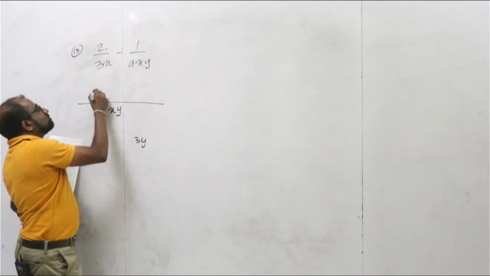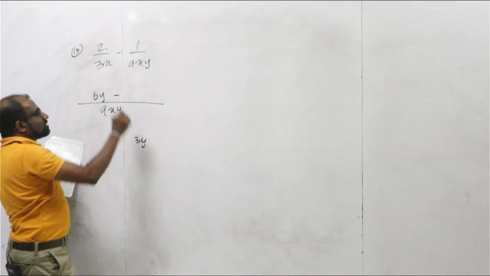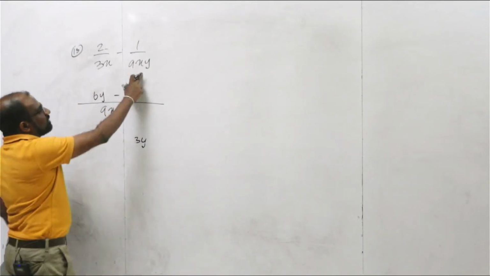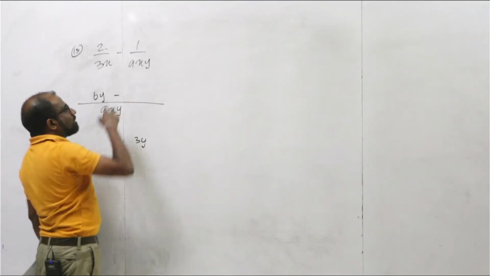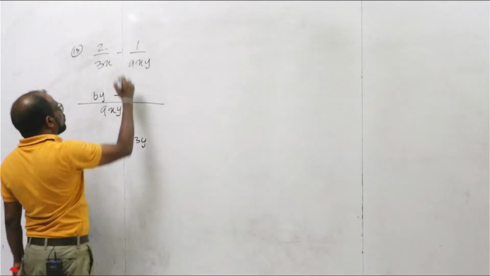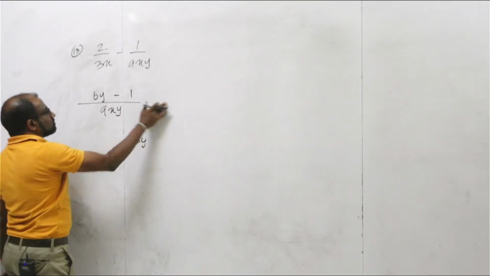3y into 2, 6y minus 9xy divided by 9xy. Something divided by the same thing is 1. 1 into 1, 1. So that's the answer.